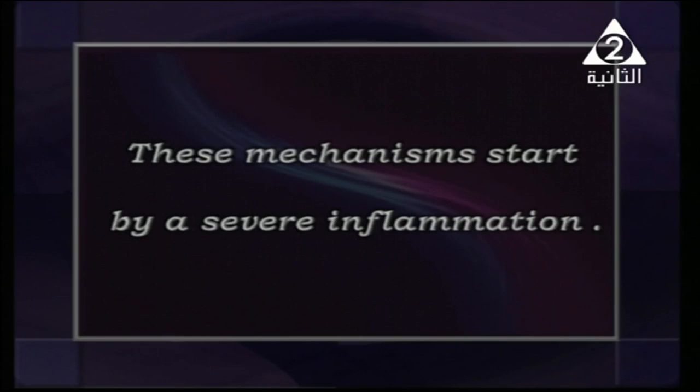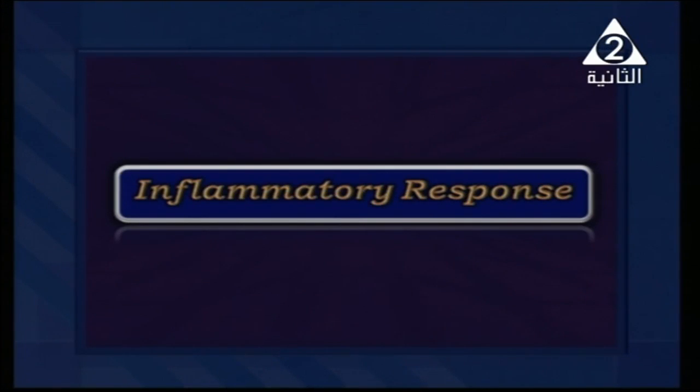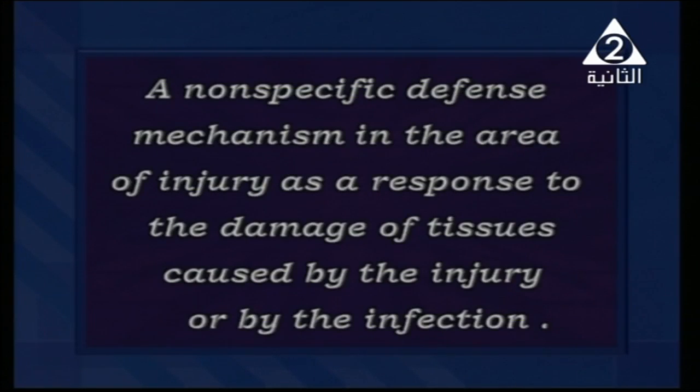These mechanisms start with a severe inflammation, the inflammatory response. The second line includes things like the inflammatory response, and so on. You know that inflammation happens on the skin or inside or outside our body. Here we have 4 or 5 different steps of the inflammatory response and how these substances increase inside our body. It is a non-specific defense mechanism in the area of injury, a response to the damage of tissues caused by injury or by infection from the outside.